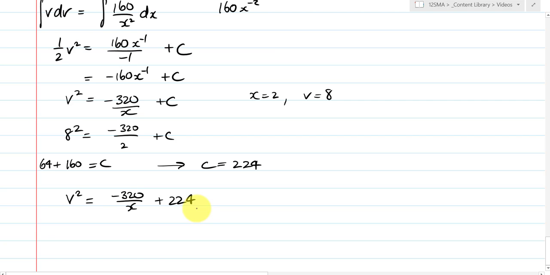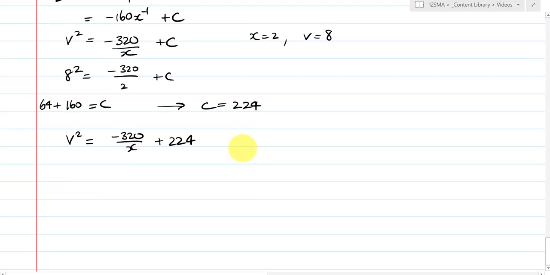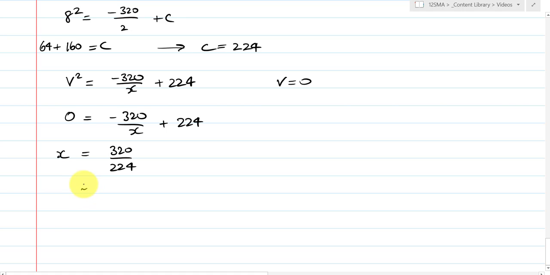That's an important piece of information, and it's for this situation, because if I had a different rearrangement I'd get a different C value, so you need to keep that in mind as well. But that should work for this one. Now I want to know what happens when velocity is 0. So at v equals 0, I get 0 equals negative 320 over x plus 224, which means that x is equal to 320 over 224. And that, of course, is 2/3 of a meter.